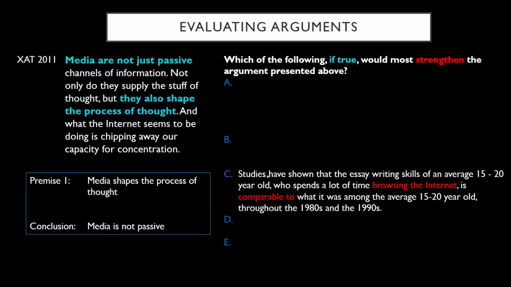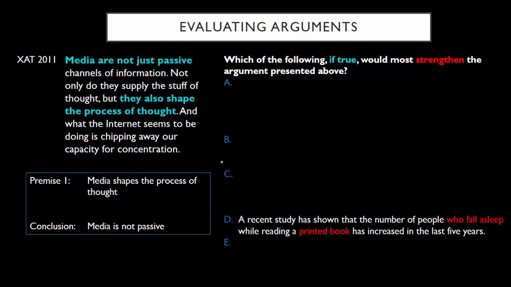Let's go check C. Studies have shown that the essay writing skills of an average 15 to 20-year-old who spends a lot of time browsing the net are comparable to those of the average 15 to 20-year-old throughout the 1980s and 1990s. So all that option C is saying is that the habits have not changed from the past to today. The habits are more or less the same. If the habits are more or less the same, how can we say that the media has shaped the process of thought? This actually does not support the argument which is given. C is also rejected.